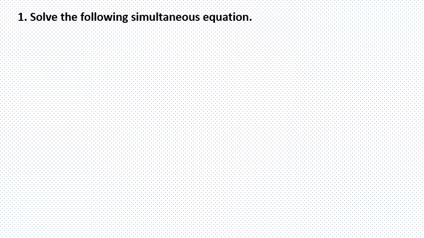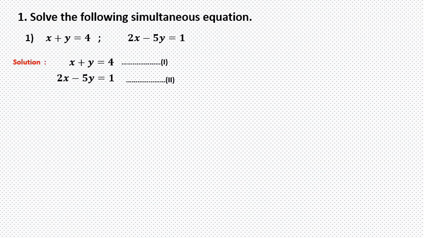Question number 2, solve the following simultaneous equations: x plus y equal to 4, 2x minus 5y equal to 1. Now how to solve the question? Again those 5 steps. What is the first step? You have to give numbers to the equations. So write both the equations and give them numbers. Equation number 1, x plus y equal to 4. Equation number 2, 2x minus 5y equal to 1. That is equation number 2.